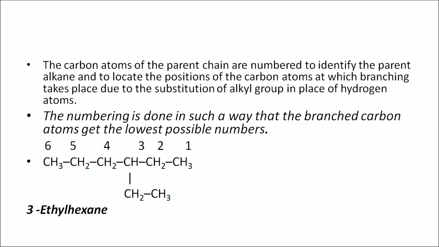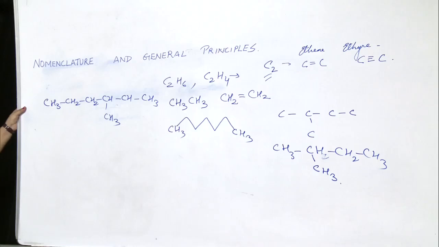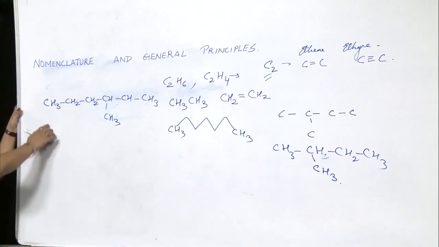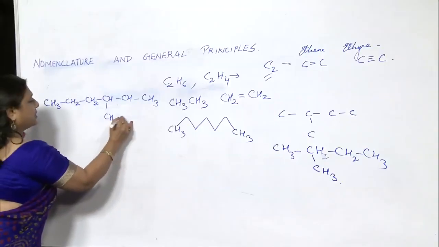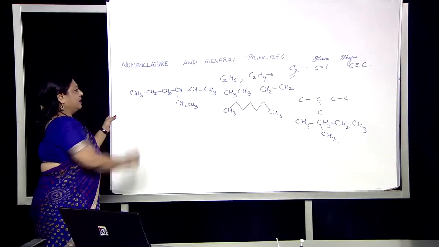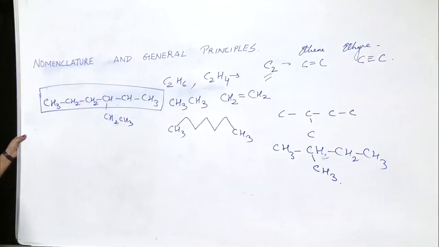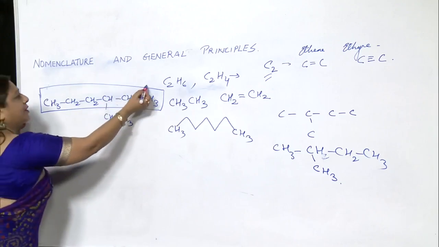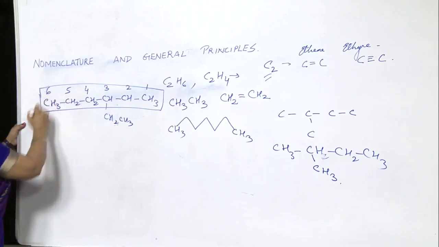Next, you can see the carbon atoms of the parent chain have to be numbered. So, from which side should we start numbering? Let us see an example, whether from the left side or from the right side. It depends upon the group which is attached to it. While numbering the carbon chain, the lowest number should be given to the branches also. So, we will start numbering from the right side: 1, 2, 3, 4, 5 and 6.